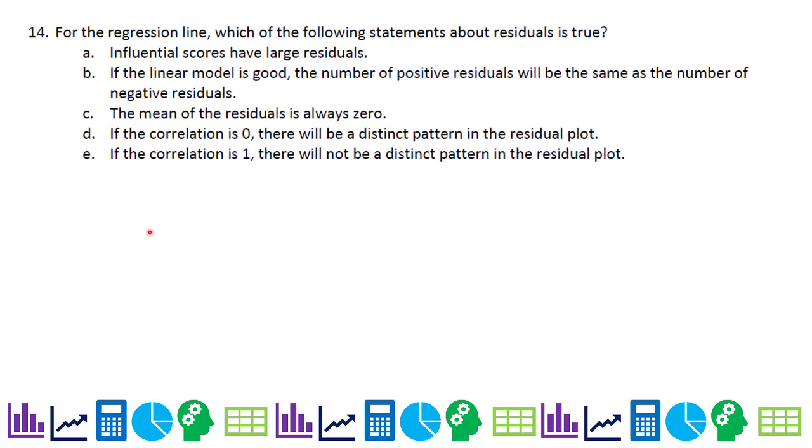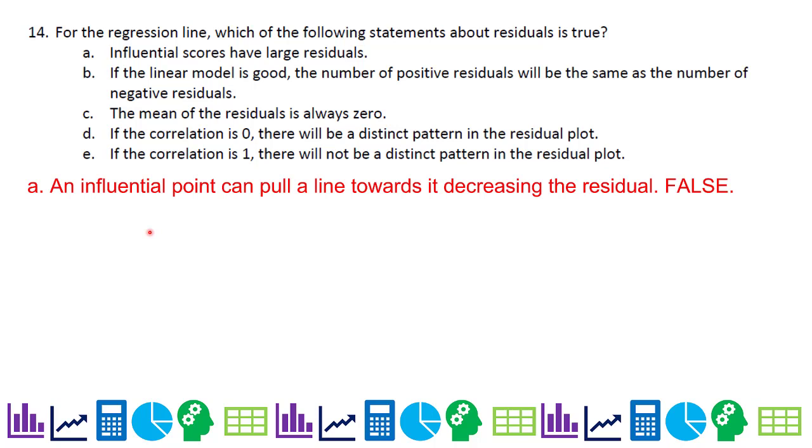14. For the regression line, which of the following statements about residuals is true? So, influential scores have large residuals. Not actually, not necessarily. It can pull the line all the way through it. So if you have a lot of data points here on the lower left, and then you have one up here on the right, that line's going to go smack dab through that influential point, all right?